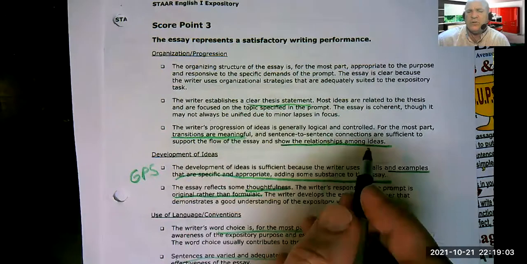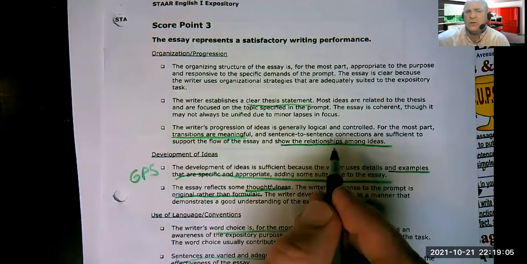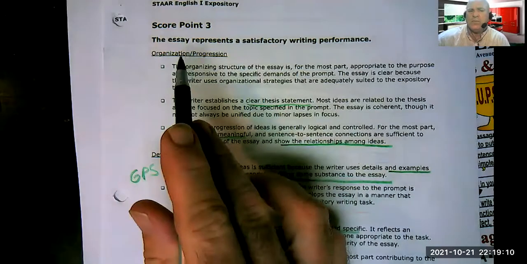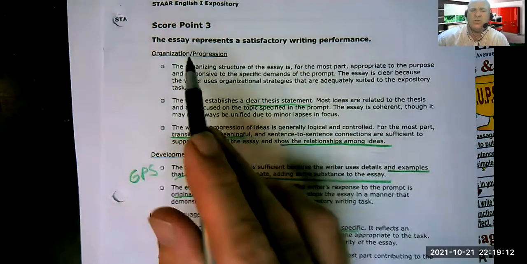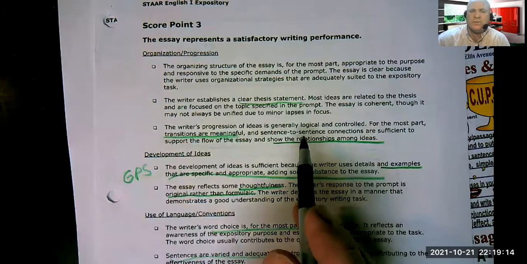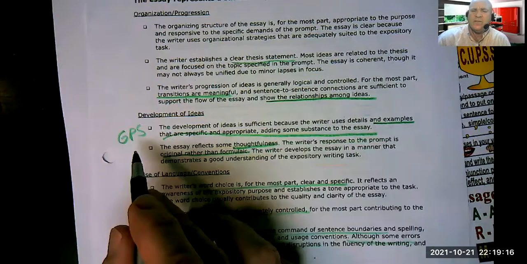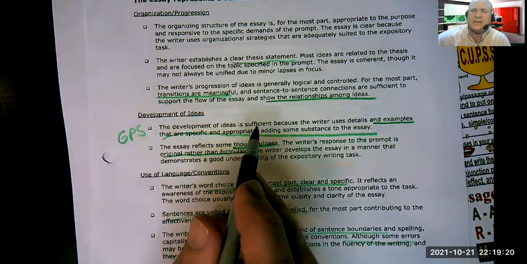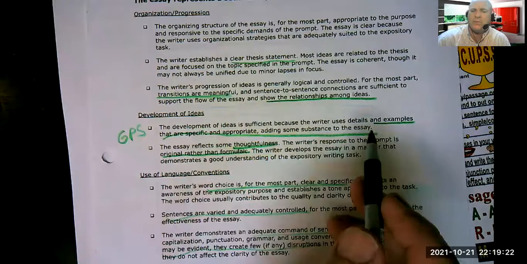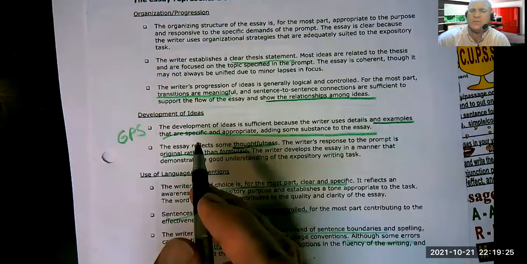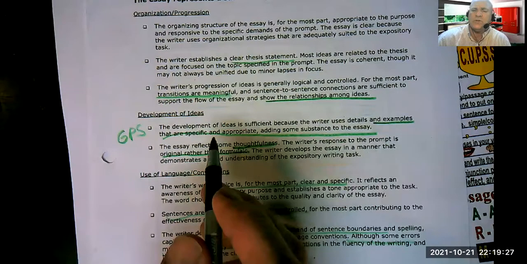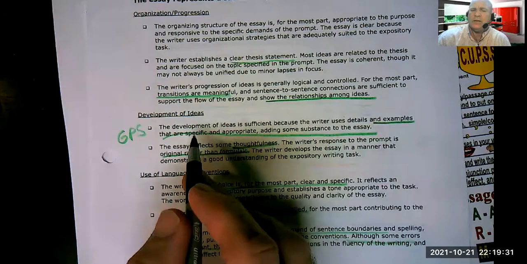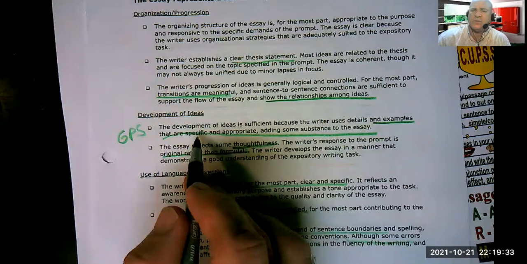See that right there? If you don't connect your ideas in terms of the way you organize them, you're not going to be able to get the 3. GPS means get pretty specific. The development of ideas is sufficient because of the details, the examples that are specific and appropriate, adding some substance. So make sure you take whatever example or reason you give and get pretty specific with it.